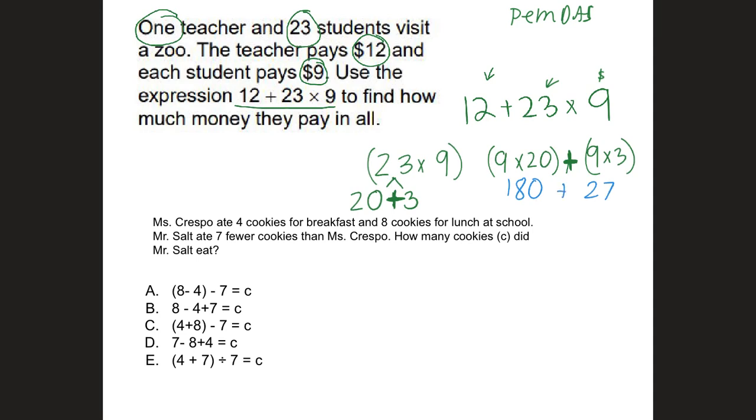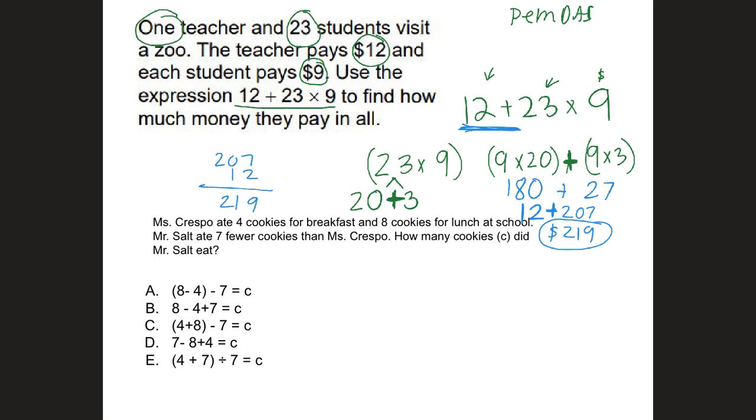Now I add it together. I got 207, but I'm not done. That is just how much the students paid. I still have to add how much the teacher paid. So I have to bring this part down. 12 plus 207 is 219. That is how much they paid in all.